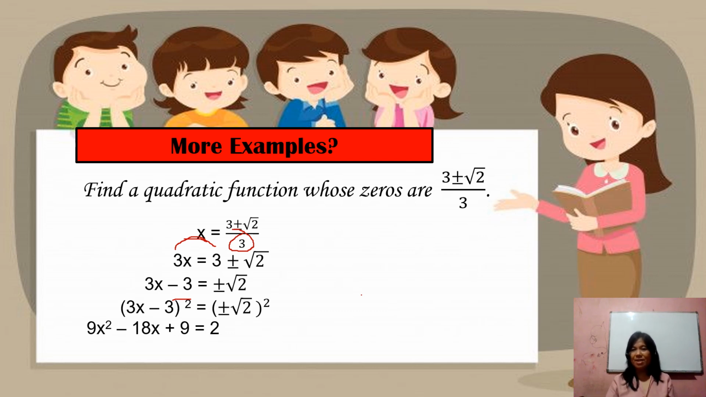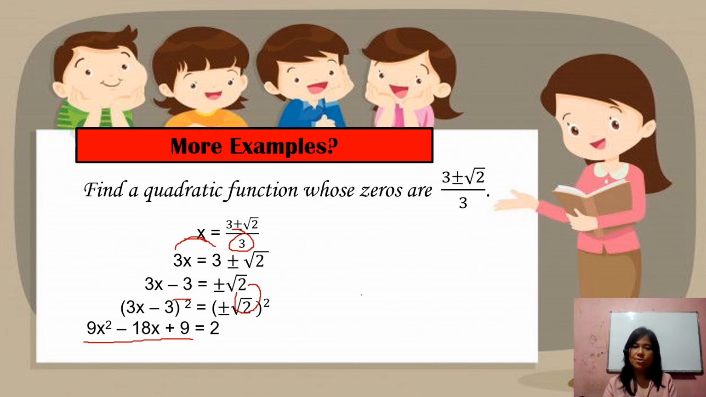Hindi ko na ipinakita yung foil kasi medyo mahaba na. Basta, dito sa part na to, nag-foil ka dyan sa part na yan. Tapos, yung sagot niya is ito, 9x squared minus 18x plus 9. You can check by multiplying. Okay? Tapos, eto naman, tinanggal lang natin yung square root sign. So, kaya naging 2. Okay?